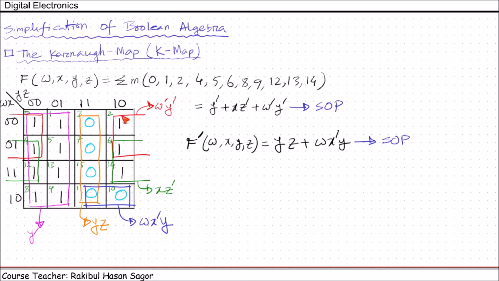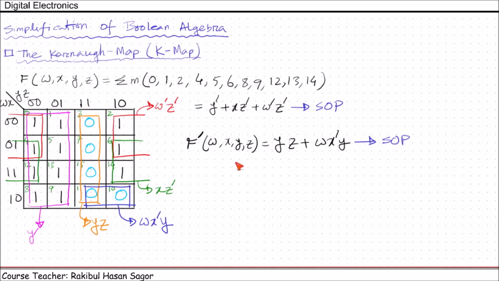Here I made a mistake while naming the red one. W equals to 0, w equals to 0, so we'll write w prime. X equals to 0, x equals to 1, ignore x. In these two lines, y equals to 0, y equals to 1, so we will ignore y. Z equals to 0, z equals to 0, so we'll write z prime. So this will be w prime z prime.